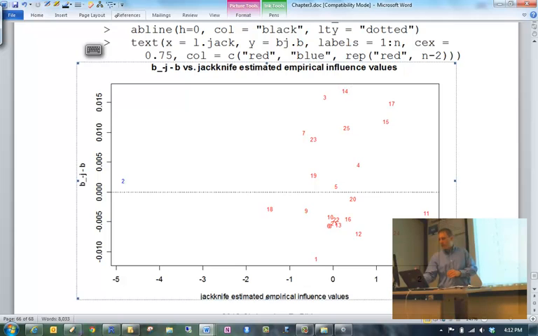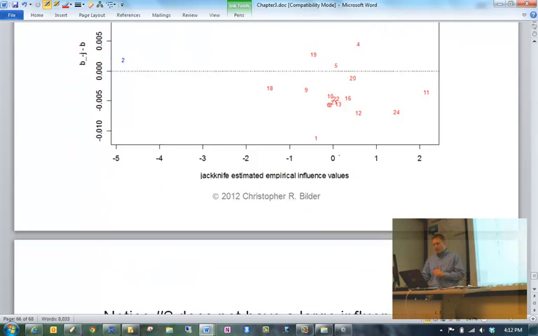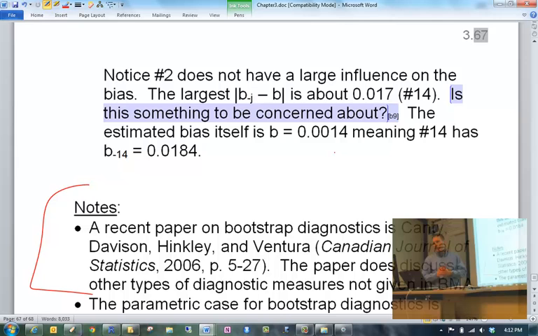So observation 14, overall, if you look at it in terms of absolute value of these b sub negative j minus b's, is the largest. It is 0.017. And if you translate that into then, or take into account that the bootstrap estimate of the bias is 0.0014, that means then that without observation 14, the bias changes to 0.0184. Okay. Is this something to be concerned about?